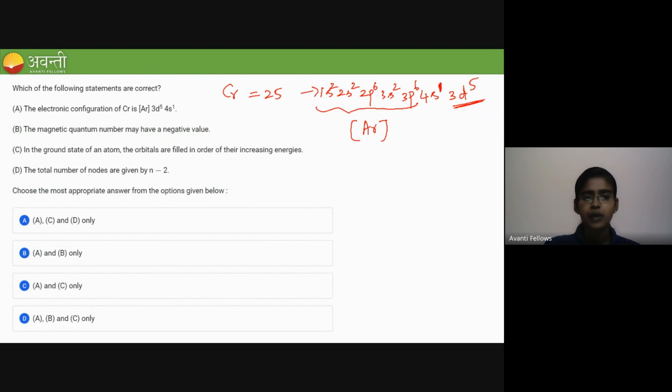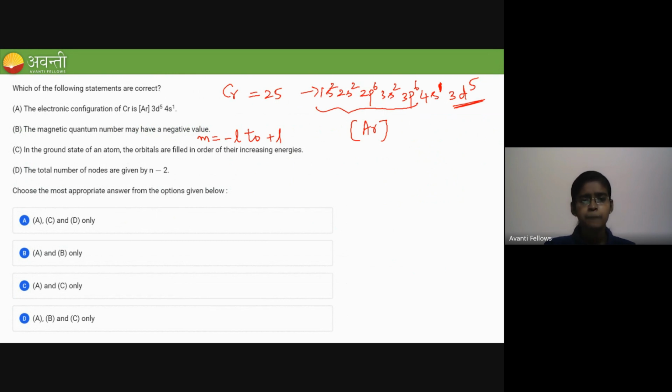The magnetic quantum number may have the negative value. So what is the formula to find out the magnetic quantum number? It is minus L to plus L. So it contains both positive and negative values. So statement B is also correct.